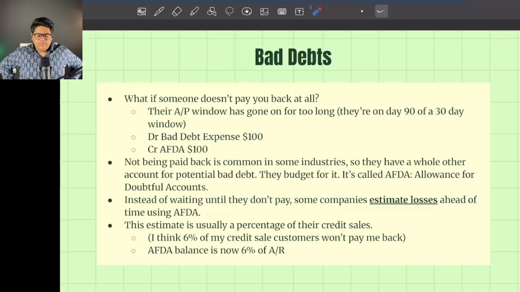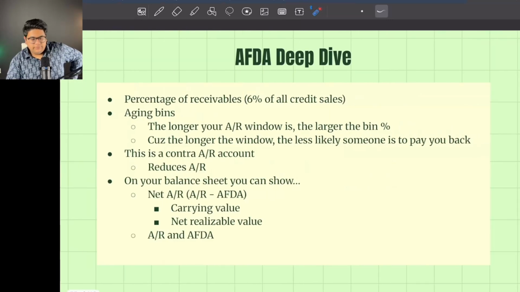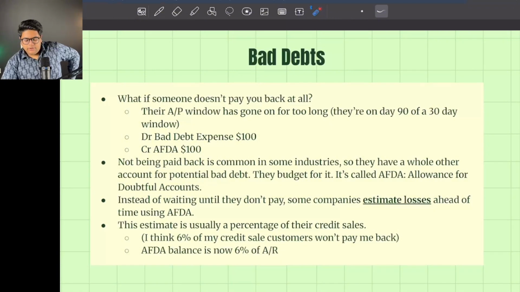So what we do is we debit a bad debt expense and we credit AFTA. AFTA is the allowance for doubtful accounts. Don't worry about this just yet. I'll be going over an AFTA deep dive, but basically all you're doing is increasing your bad debt. Like, hey, I now have extra debt. This is an expense for me. To increase my expense, I've got to debit it by $100. And for credit, you credit AFTA.